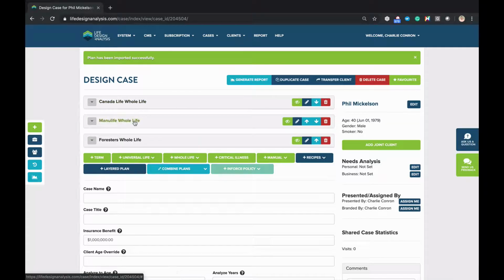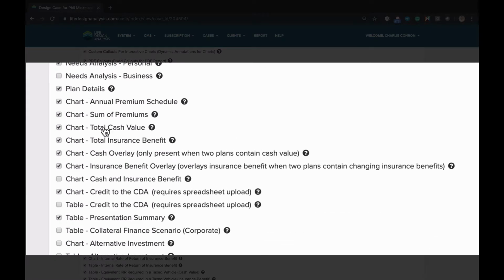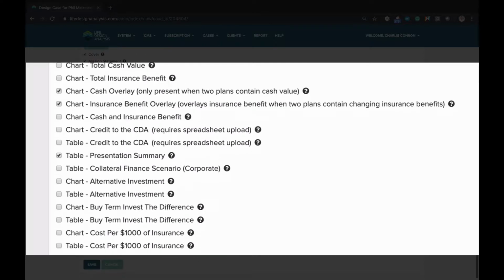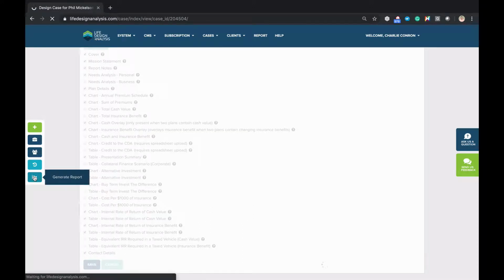Okay, so I've got all 3 of my plans designed and imported in there, trying to keep them as close as possible. I'm just going to go down to the report components. I'm going to take away sort of my regular cash value insurance benefit. Instead, I'm going to elect for the overlays. I'll leave my presentation summary. I'm just going to get rid of some of these charts here. I do want to include tables of the IRR and charts, but we can get rid of the equivalent ones. We're going to go ahead and generate these.